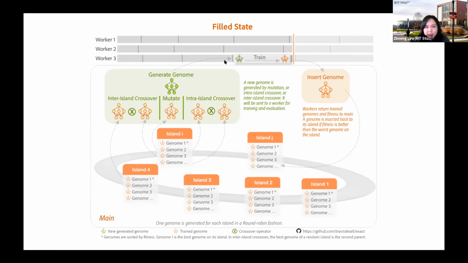EXAMM uses an asynchronous worker scheduler, which means the workers don't wait for each other to start a new run. Whenever a worker is available, it will take a genome and start to train and evaluate it. When the genome is finished training, it gets evaluated and inserted back into the population. Because all the genomes in an island are ranked by their fitness, this genome is only inserted back when it is at least better than the worst genome on this island.